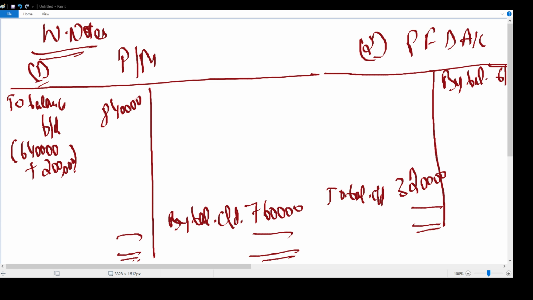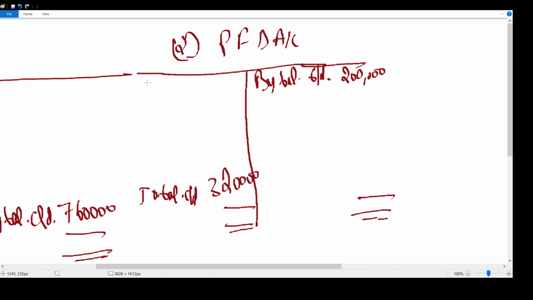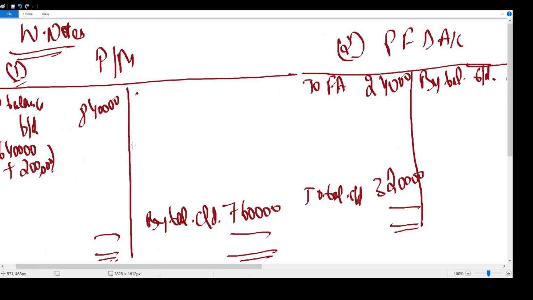Now, what the thing is, I hope you have read the question. Here, we will come to fixed assets, or as the case may be, 24,000. By bank, the sales amount, what was the sales amount? Sales amount was 40,000. By provision for depreciation, 24,000.